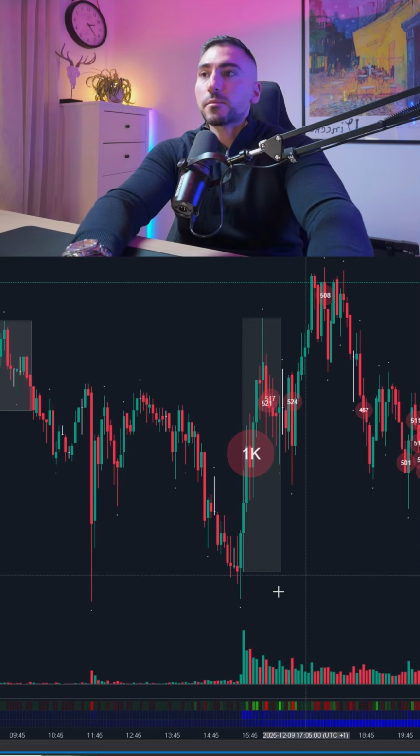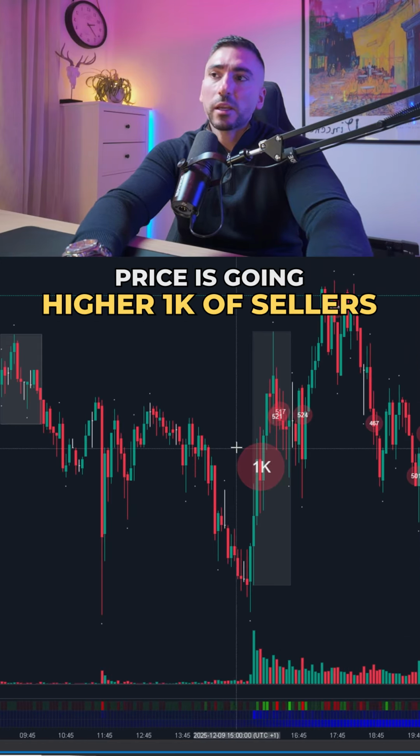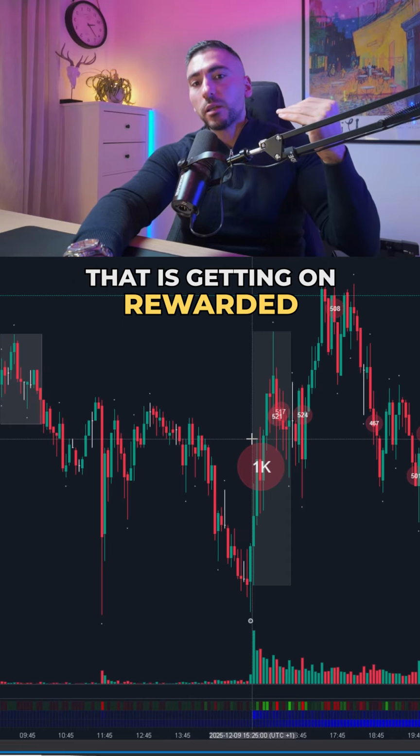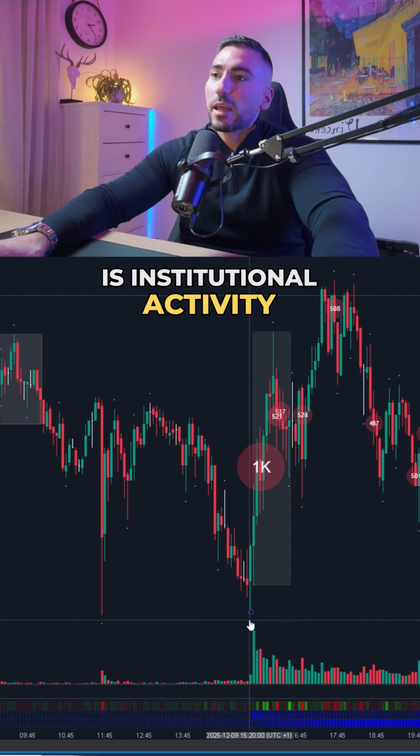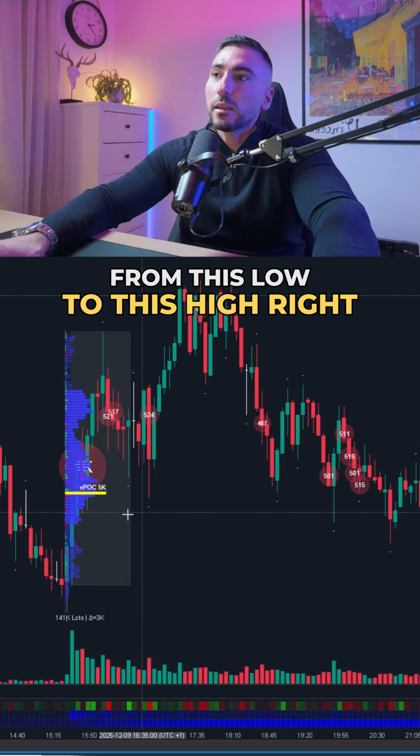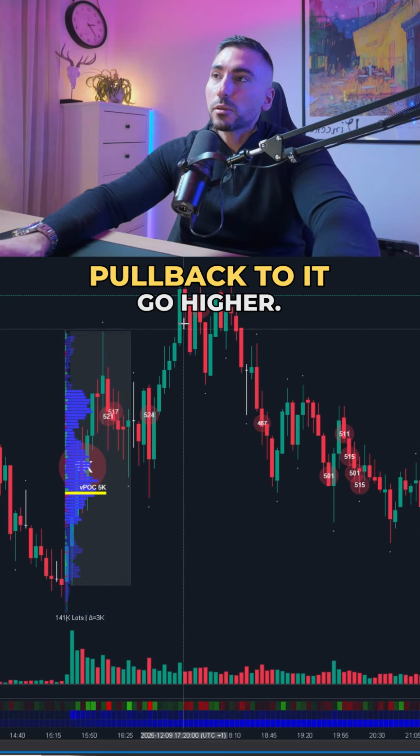All right, look at this. Price is going higher. 1K of sellers that is getting underrewarded. 1K of selling, price goes higher. So where do you think there is institutional activity from this low to this high? Right here. Pull back to it, go higher.